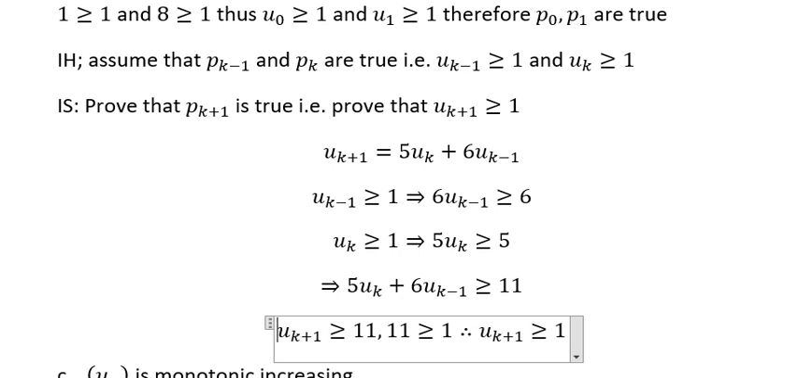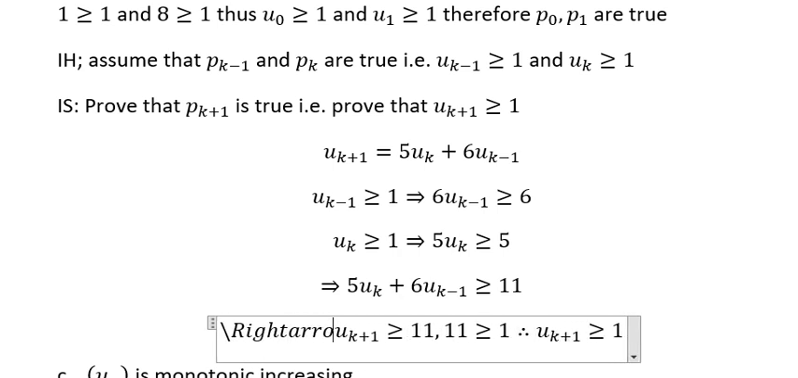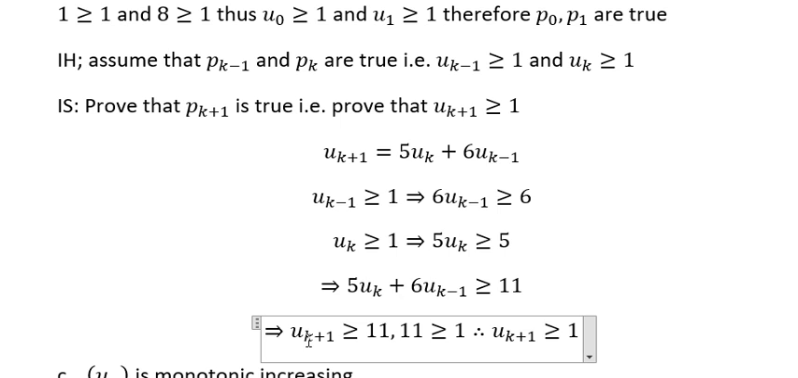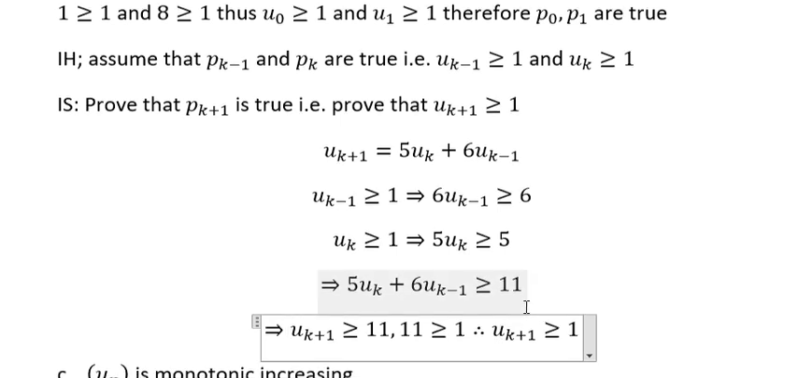So I think it's better to write an implication here. When we have that u_{k+1} is greater or equal to 11, and we know that 11 is greater or equal to 1, we can conclude that u_{k+1} is greater or equal to 1, because if you're greater than 11, definitely you're greater than 1, because 11 is greater than 1. That is what we call transitivity. Okay, so that is it.